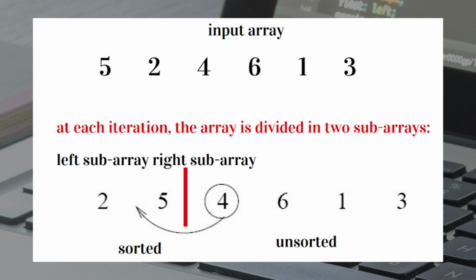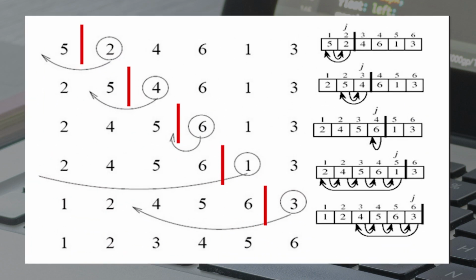The first element we have taken, and 2 is compared with 5. In the next slide we will see how the whole sorting takes place for this particular example. See, here in the first step we have divided into 2 parts. 5 is the leftmost part and 2, 4, 6, 1, 3 is the rightmost part. The 5 is a part of the sorted array, 2, 4, 6, 1, 3 is a part of the unsorted array.